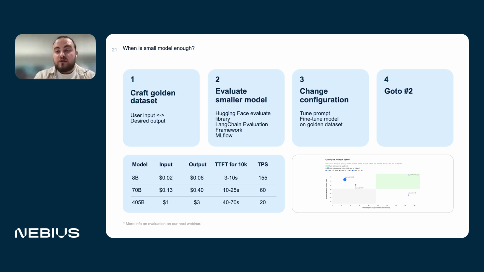The next thing is how to choose the model. As I said, there are smaller models and there are bigger models. So when is a small model enough? I'll be talking about that. And so, how to determine this?